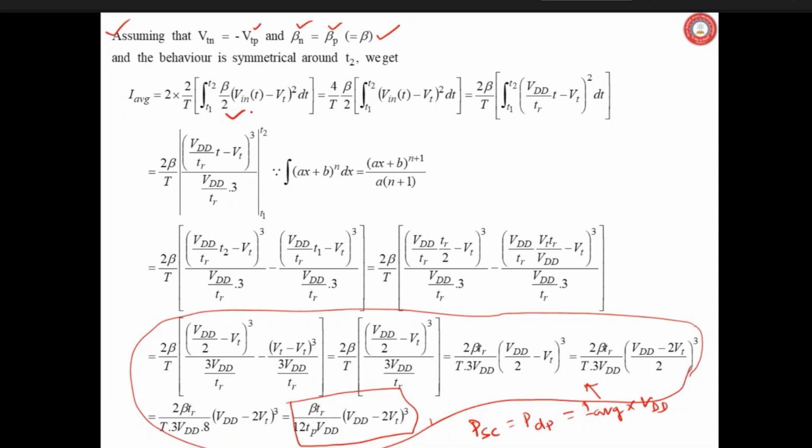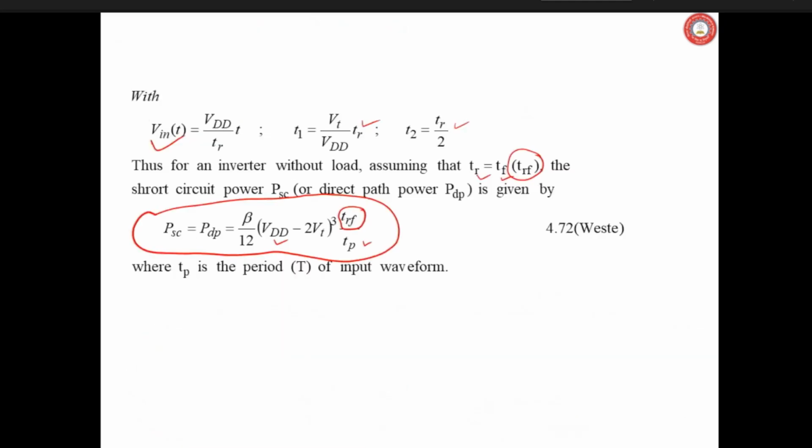So will you look at this and find out any typographical error? Yes, sir. Look at it, and then we'll go to the next slide. We are getting I average here. Then you have to multiply with VDD to get the direct path current. Is it done? Some more assumption may be required here.